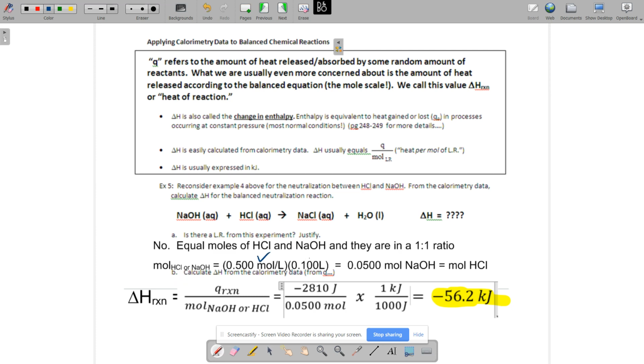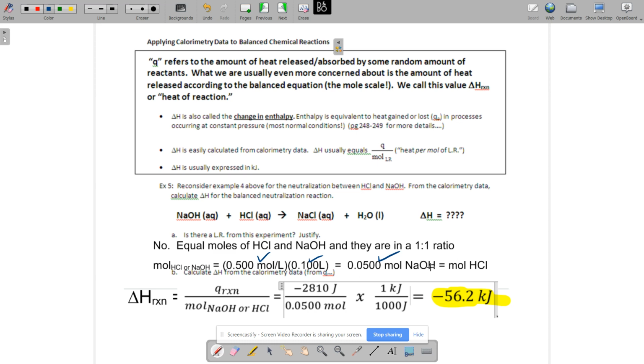You take your molarity times your volume, and that's how many moles of NaOH or HCl you had. To calculate delta H, it's the same thing as Q, but per mole of limiting reactant. So I just take that Q value, the total amount of heat released, divided by the total moles of the limiting reactant.